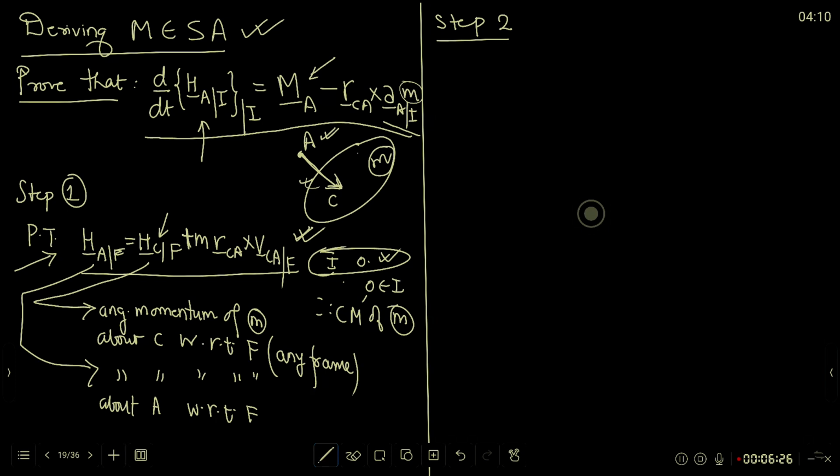And I want to remind you again that this particular proof or this particular relationship holds good for any frame F. Whereas Euler's second axiom, or for that matter the modified version, they require the reference frame to be an inertial reference frame, not this relationship. It is generally true. Okay, so this I completed. Now I will use this relationship to move further and try to prove MESA.